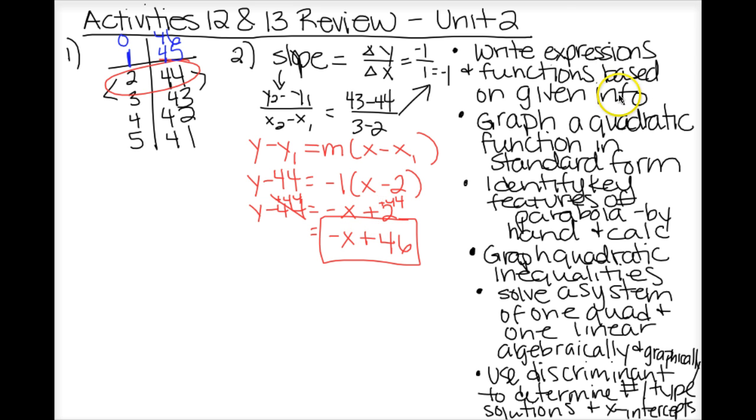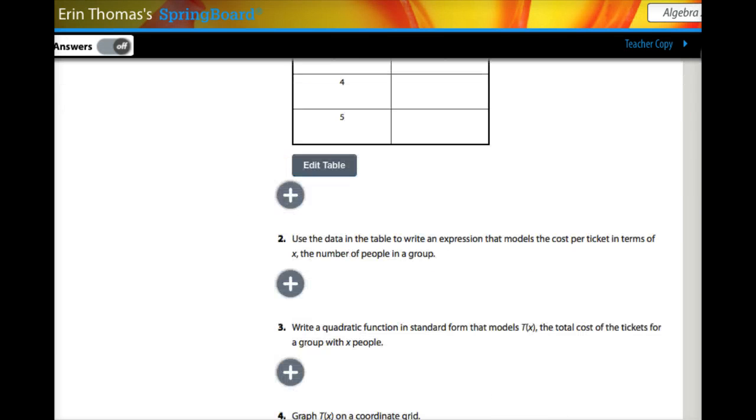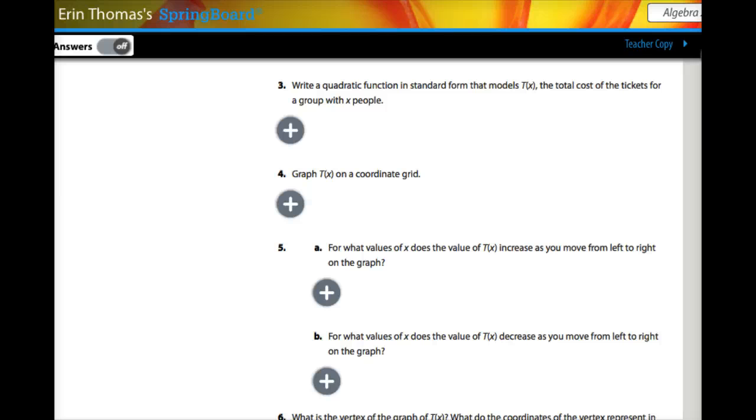So then that takes care of writing expressions based on given info. Writing a function, that's what you're doing in number 3, because it asks in number 3, let's take a look at it here. Here it is. Write a quadratic function in standard form that models T of x, the total cost for tickets for a group with x people.